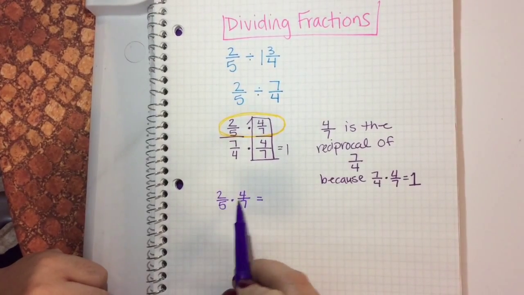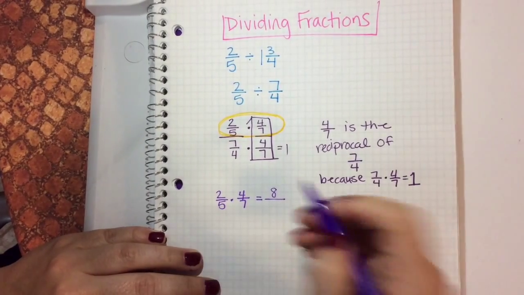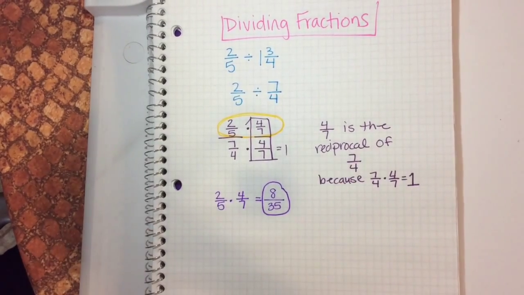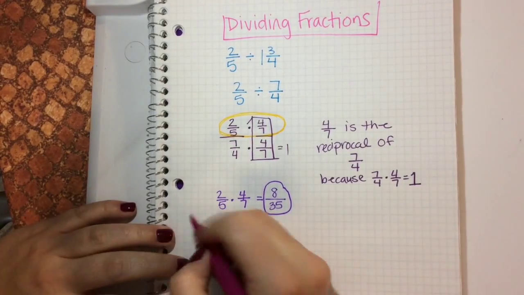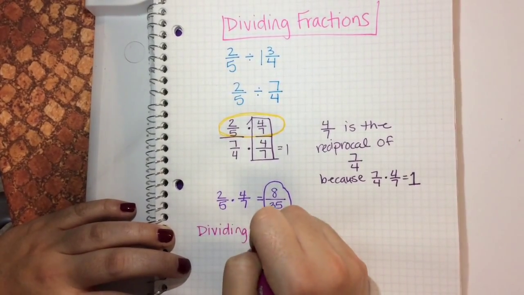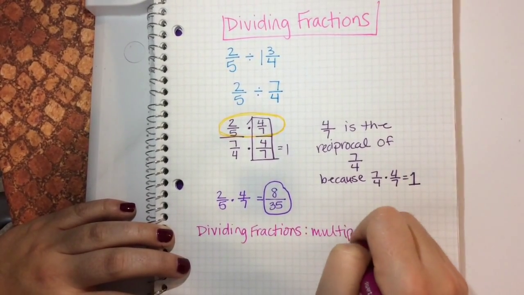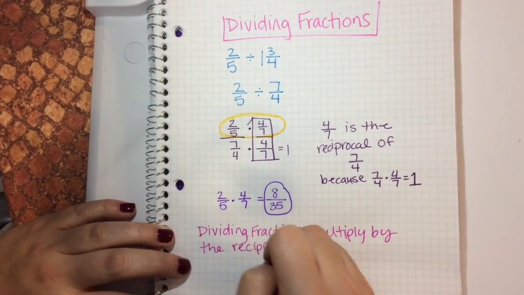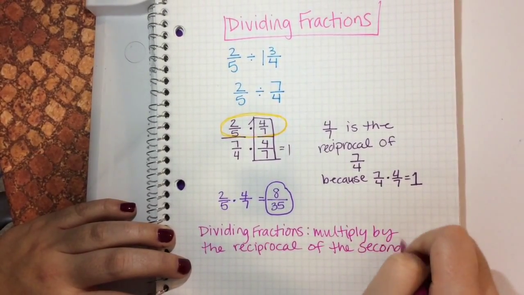So I'm just going to multiply. 2 times 4 is 8. 5 times 7 is 35. So my final answer here would be 8/35. And I just want to write this rule down at the bottom. So dividing fractions, multiply by the reciprocal of the second fraction.